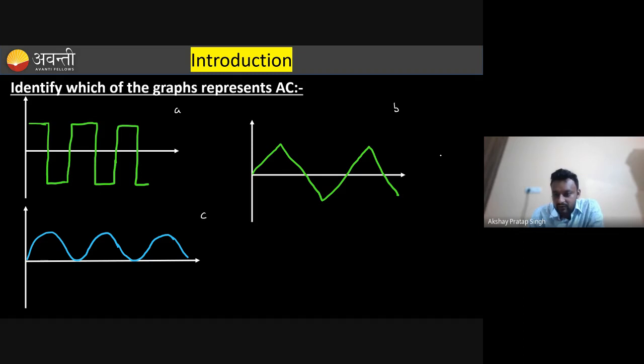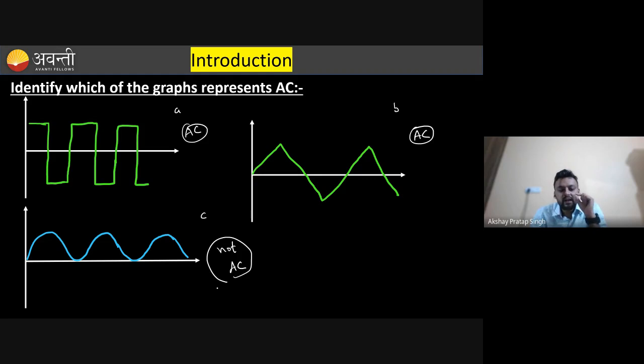So on behalf of these, I will say graph A represents an AC, graph B also represents AC, and graph C is not AC. Why is it not AC? Can anyone answer?